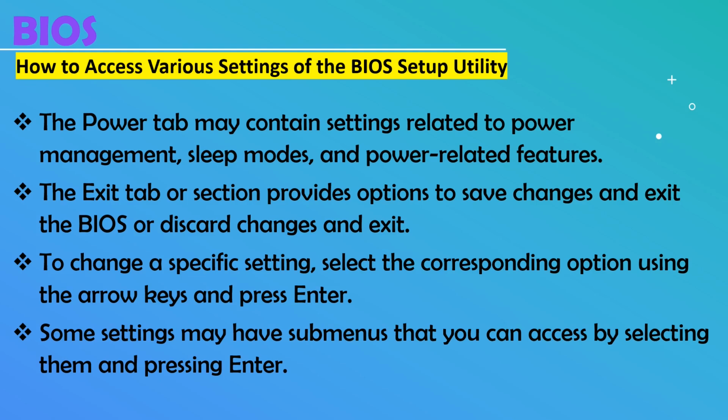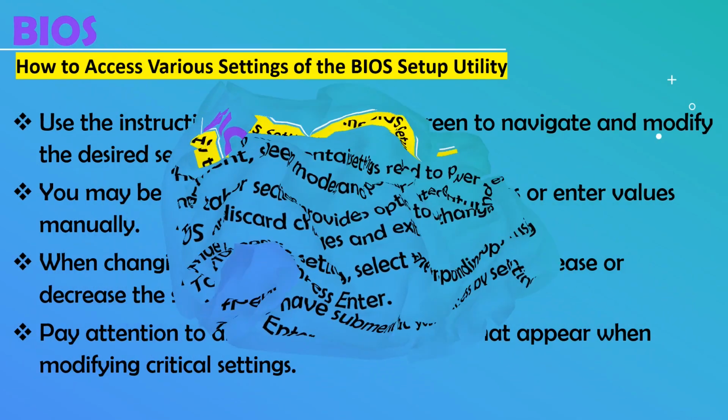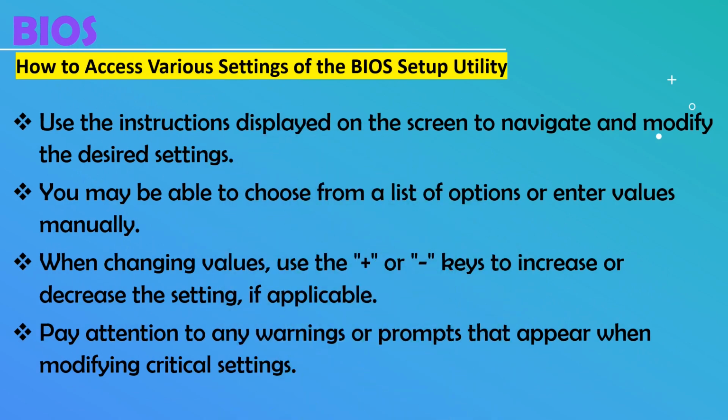To change a specific setting, select the corresponding option using the arrow keys and press Enter. Some settings may have submenus that you can access by selecting them and pressing Enter. Use the instructions displayed on the screen to navigate and modify the desired settings. You may be able to choose from a list of options or enter values manually. When changing values, use the plus or dash keys to increase or decrease the setting, if applicable.